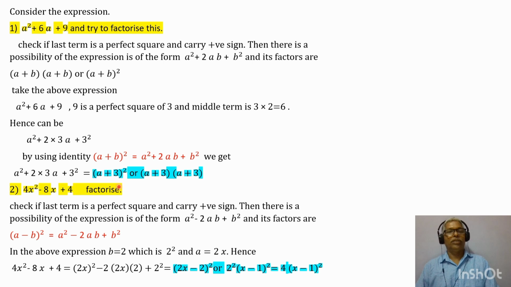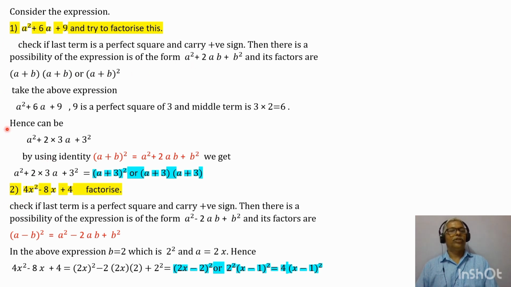You can check (a plus b), that is (a plus 3) square, or (a plus 3) into (a plus 3). So this is how you can check whether this can be factorized by using identity.